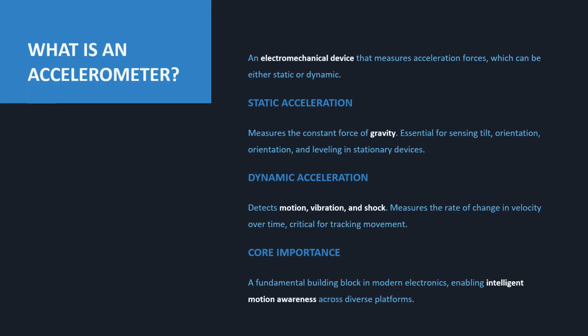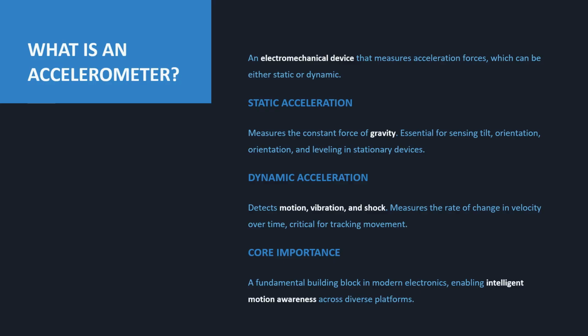An accelerometer is an electromechanical sensor used to measure acceleration. Acceleration refers to the rate of change of velocity with respect to time. Accelerometers can detect two types of acceleration. The first type is static acceleration, which is caused by gravity. Static acceleration helps determine orientation, tilt, and leveling of devices.